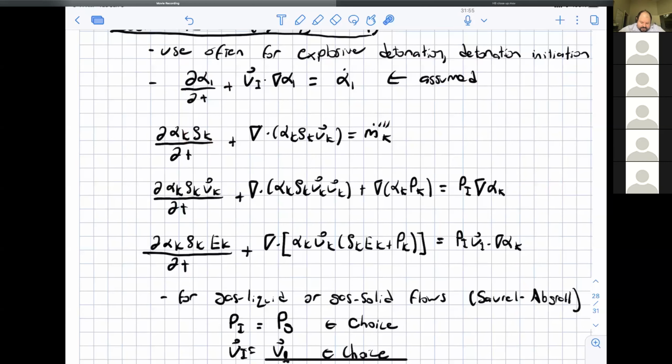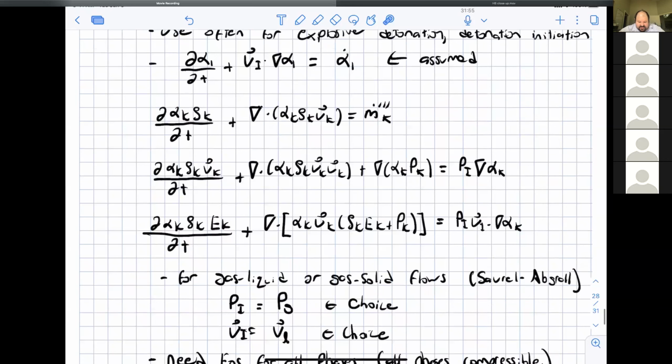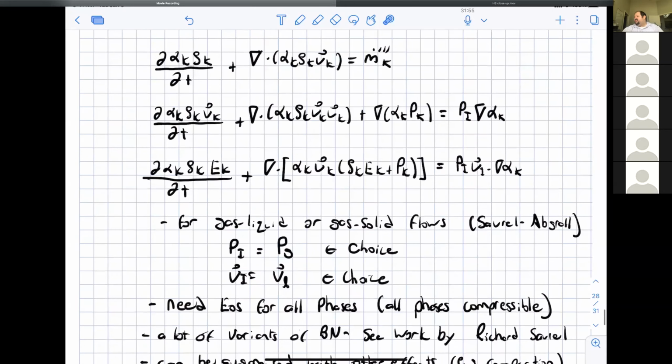Okay, and so for this we need to choose an interfacial velocity and an interfacial pressure. And for gas-liquid or gas-solid flows, it is very common to choose that the interfacial pressure is the gas phase pressure, and the interfacial velocity is the liquid velocity or the velocity of the condensed phase. Okay, and so those are choices. You do see other choices being used depending on application.